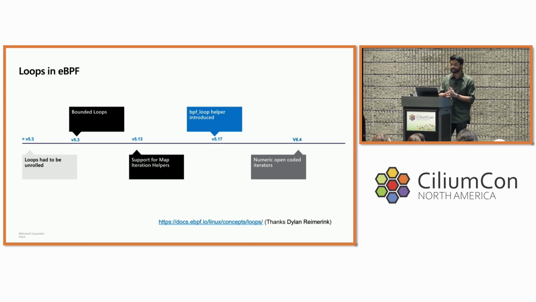But luckily, from 5.17 and above, there's a new helper function called bpf_loop that allows you to write loops in BPF where the actual execution of the loop logic itself is part of the BPF subsystem, and it's not part of the bytecode of your BPF program. So it's a lot easier for the verifier to check that. So we will use that for this prototype.